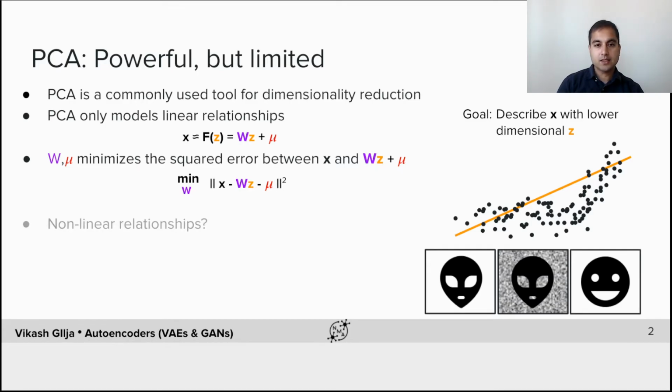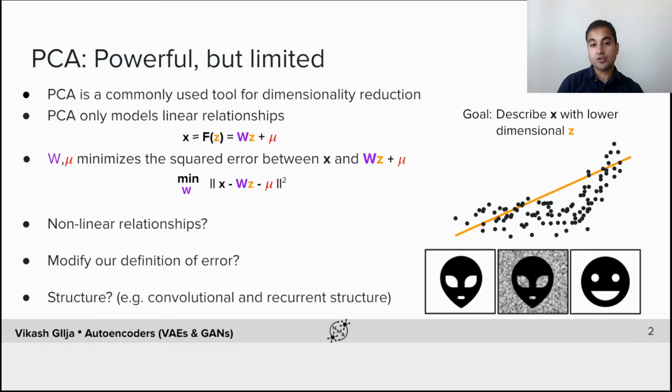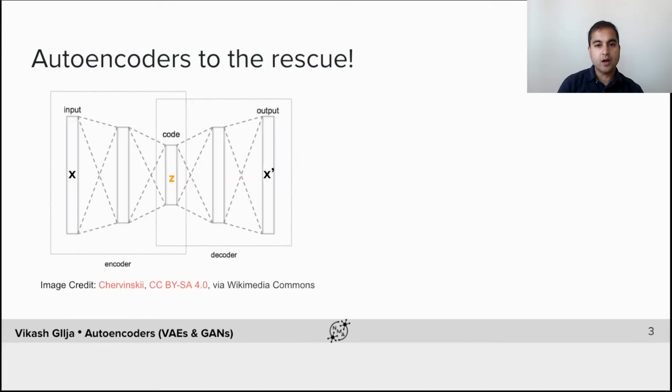So deep learning gives us access to nonlinear relationships and lets us modify our definition of error. As you saw on a previous day, bringing in structure, such as convolutional and recurrent structure, can make a lot of sense for many problems. So by bringing in deep learning tools, we can gain access to all of these design possibilities and move beyond PCA. And the way we can do this is with autoencoders.